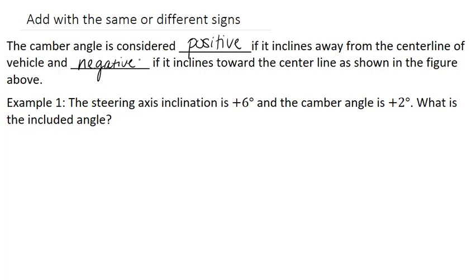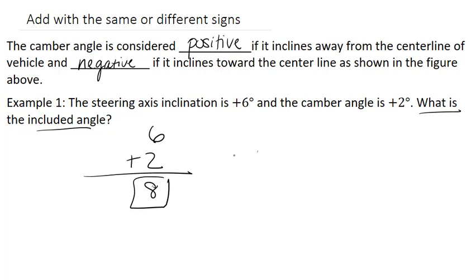So, for example 1, we will be adding a couple different angles together. The steering axis inclination is positive 6 degrees, and the camber angle is positive 2. What is the included angle? To get the included angle, you add the steering axis inclination and the camber angle. So we have 6 plus 2, which is equal to 8. So we would have a positive 8 degree included angle.